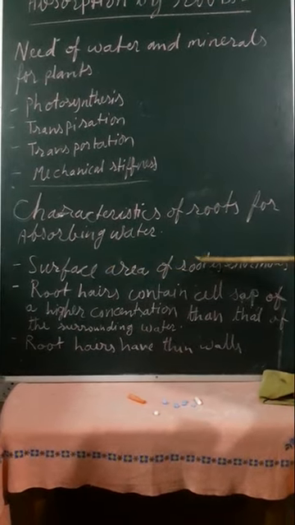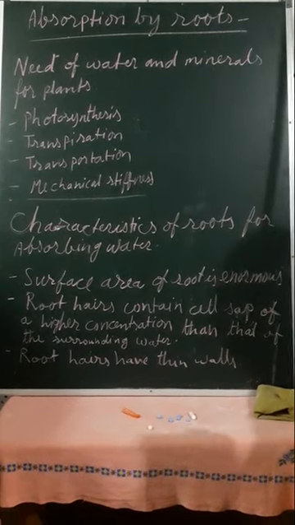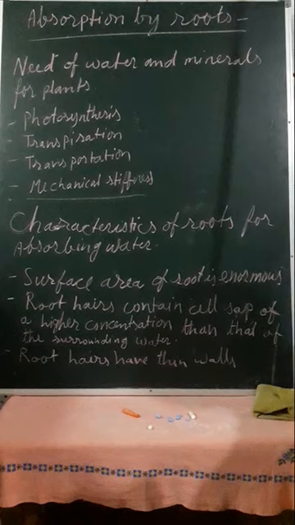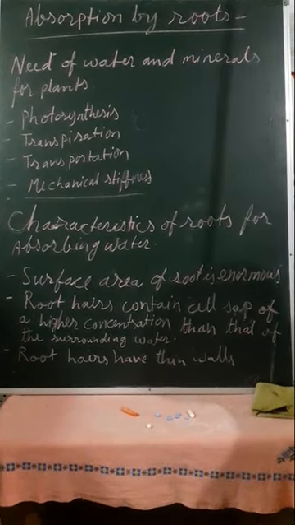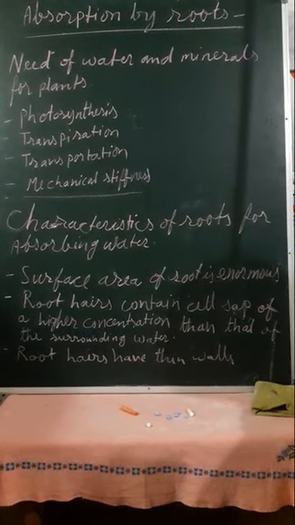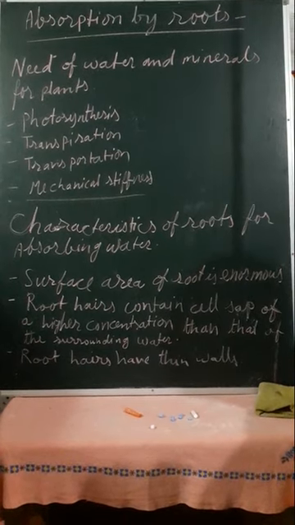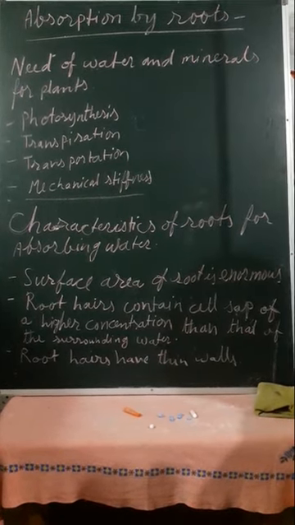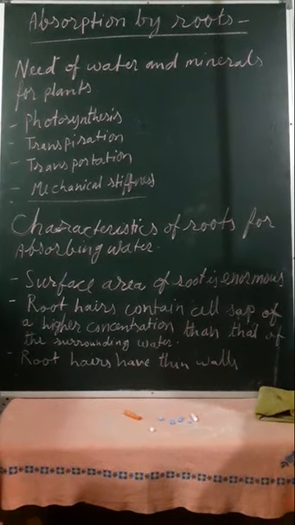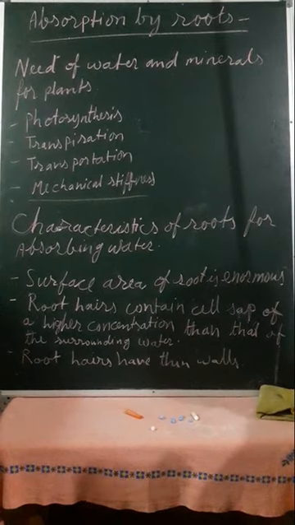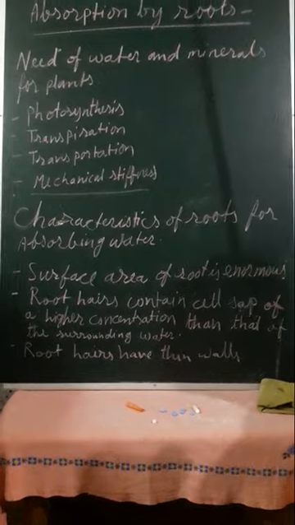Surface area of root is enormous. That means if you uproot a garden plant like balsam, you can see a thick bunch of rootlets. In rootlets you can see a fine structure, that is root hairs. If all these root hairs were laid one after the other, they may cover many kilometers. That means it provides a large surface area for absorption.